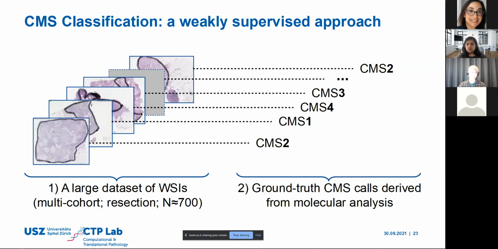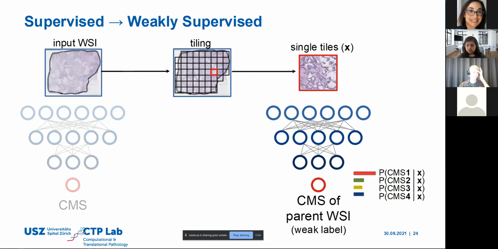So for the second task, we also used a supervised learning approach, meaning that we had image data associated with the subtype that is derived from the molecular information. And here we had a similar approach in which we want to make the prediction using a deep learning model from an input image.